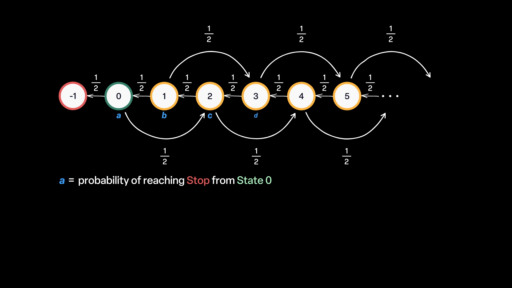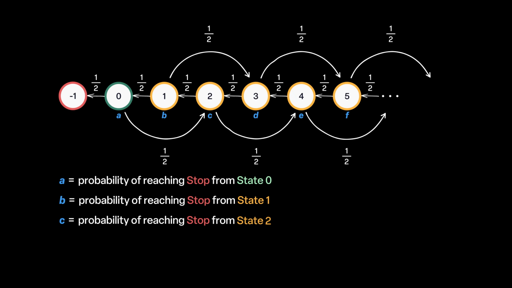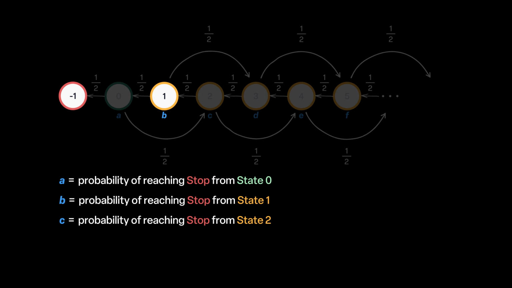Similarly, we can write a variable for every other state. For example, B is the probability of stopping from state 1. C is the probability of stopping from state 2. Let's look at probability B. We have to go from state 1 to state -1. To do so, we first go from state 1 to state 0, and then from state 0 to state -1. Both parts are 1 step left, so both have the same probability.